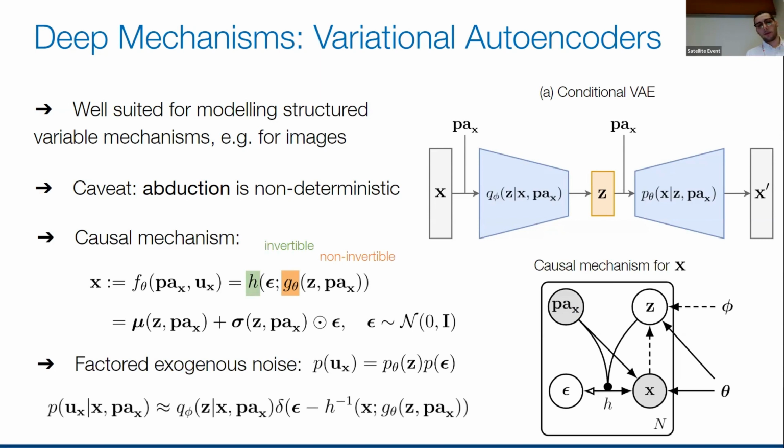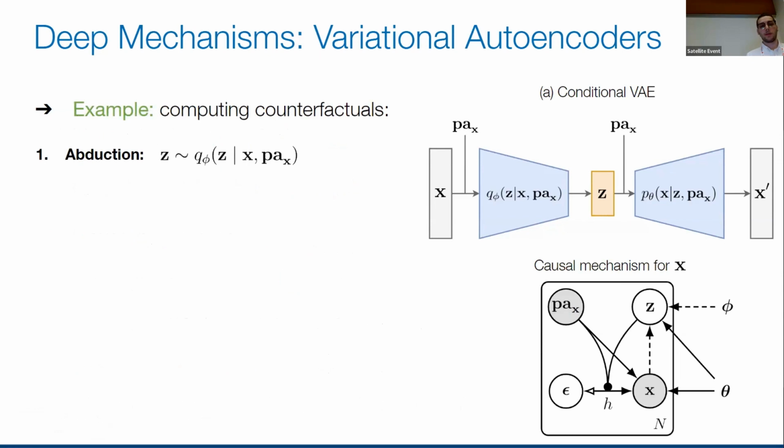And doing this induces a factored exogenous noise composition for X. So we have 2 components, Z and epsilon. And to perform abduction, so to compute this posterior over the exogenous noise, we have this factored decomposition over the encoder and this deterministic sampling, inverting this deterministic sampling transformation.